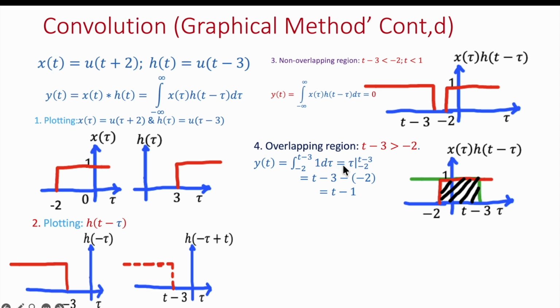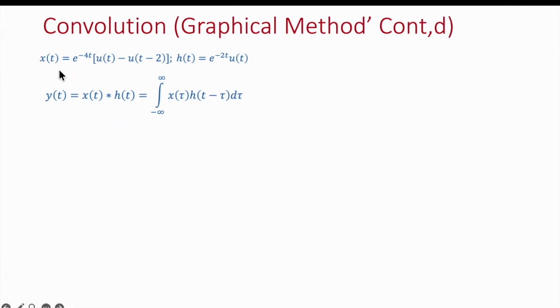d tau. The integral of 1 is tau, and you insert the limits minus 2 to t minus 3, and the answer of y of t is equal to t minus 1. So that is why you have the value of y of t equal to 0 when t minus 3 is less than minus 2, and t minus 1 when t minus 3 is greater than minus 2. We have another example when x of t is equal to minus e raised to power minus 4t u of t minus 2, and h of t is e raised to power minus 2t u of t.